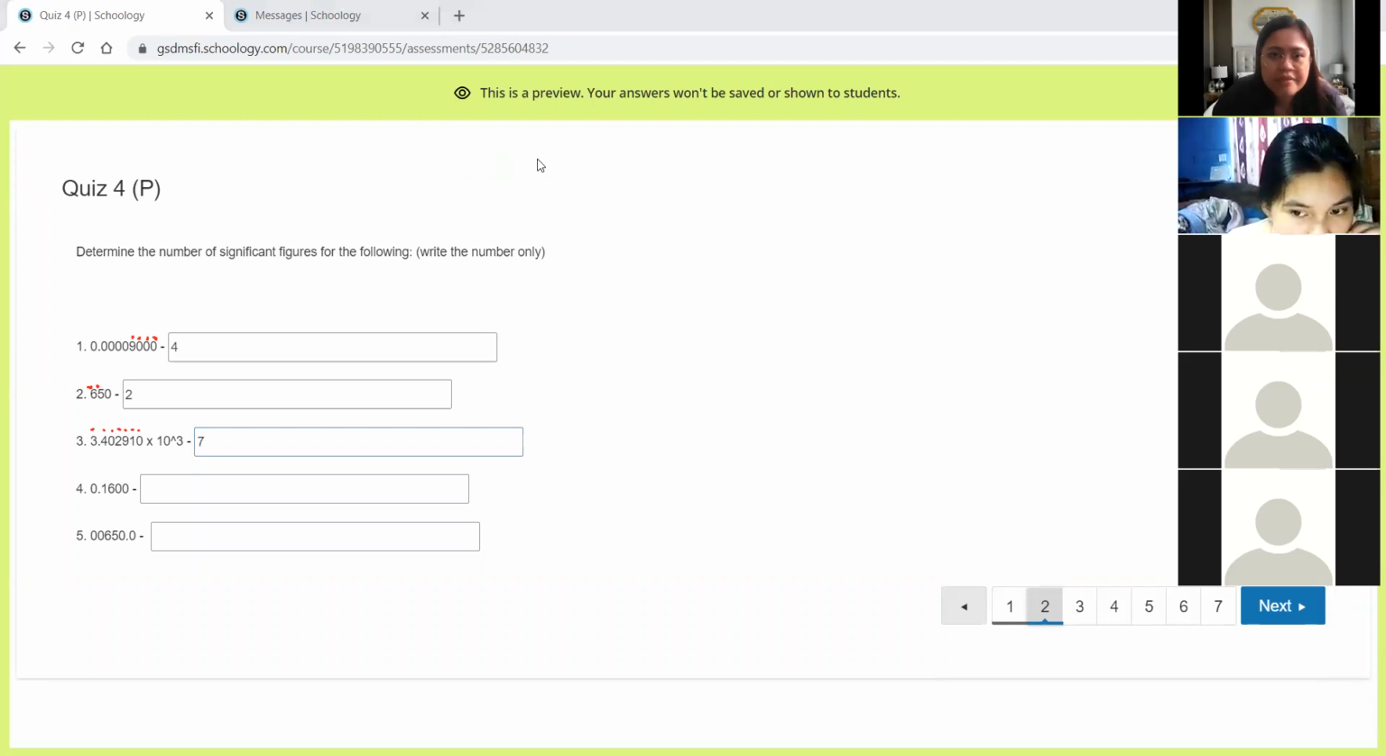Okay, sige, princess. Next, we have another leading 0 here, not significant. So we will start at 1, 2, and then trailing zeros with a decimal, those are significant. So we have 4 for number 4. And then lastly, we have here, these 2 are not significant. They are leading zeros. So we will start here 1, 2, and the trailing zeros, but we have a decimal, so they are included in the counting. So the correct answer here is 4.